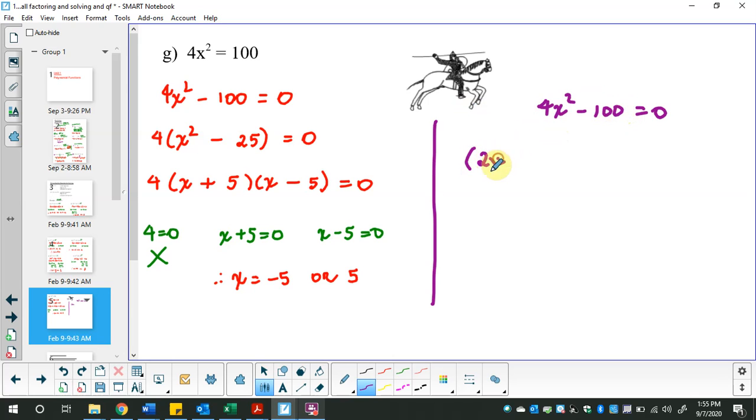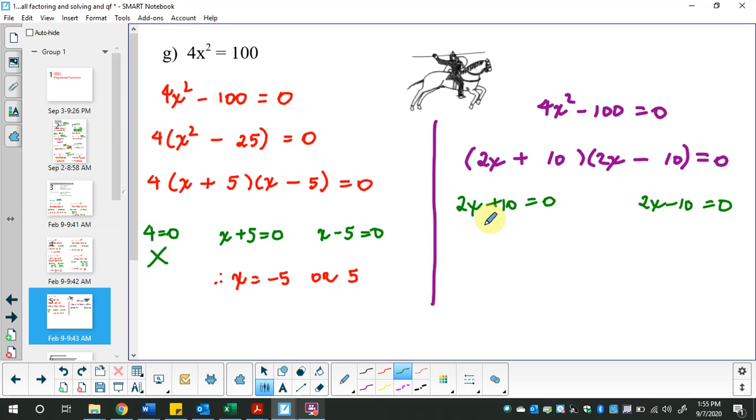bracket of 2x and 2x, which would go back to 4x squared. You have 10 and 10, because 10 times 10 is 100, or the square root of 100 is 10. One's a plus, one's a minus for the conjugate, and the equal 0 so that you can proceed. Then 2x plus 10, give it a 0. 2x minus 10, give it a 0.